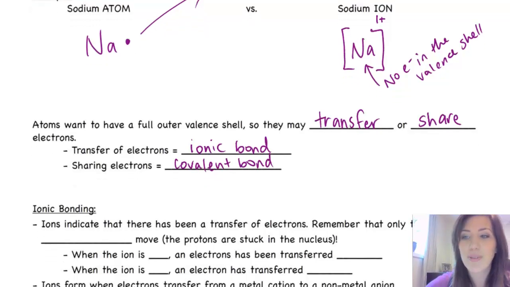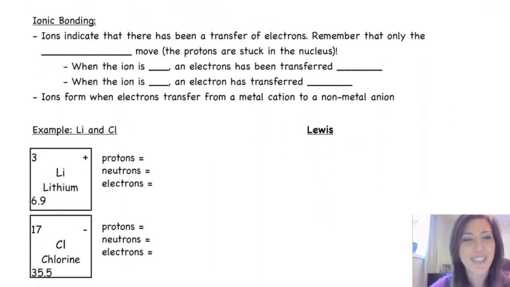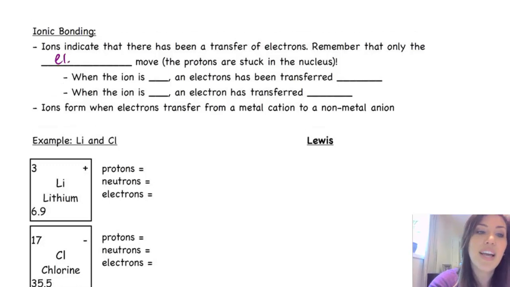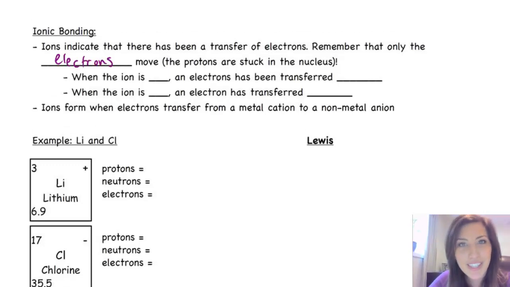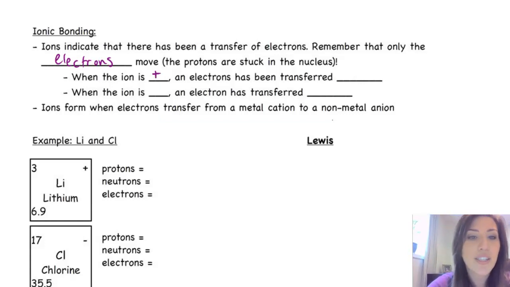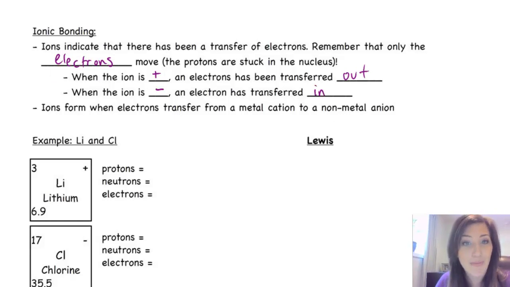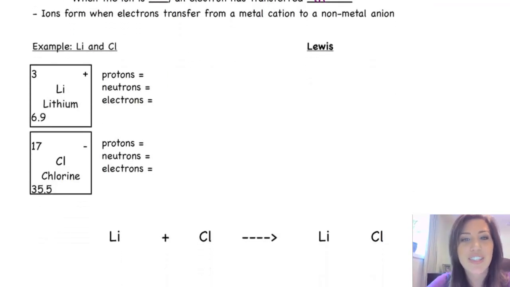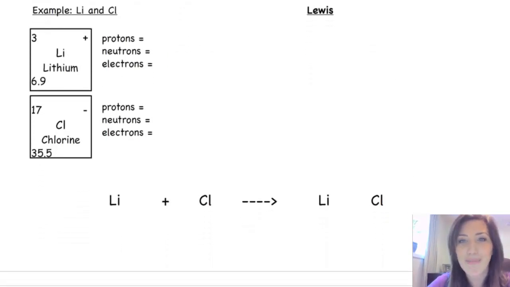So let's talk about these ionic bonds again in terms of Lewis diagrams. Ions indicate that there's been a transfer. Remember that only the electrons are going to move. So the protons are stuck in the middle in the nucleus. So when the ion is positive, this tells us that the electrons have moved out. And when the ion is negative, it means that electrons have been transferred in. We've added more negatives. Ions will form when a metal cation transfers its electron or electrons to a non-metal anion.